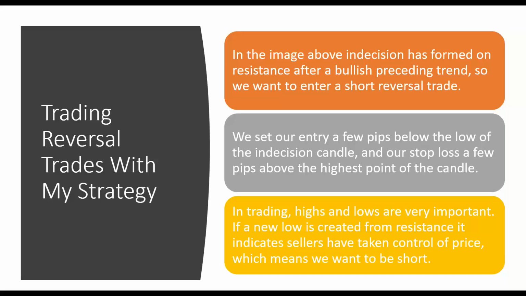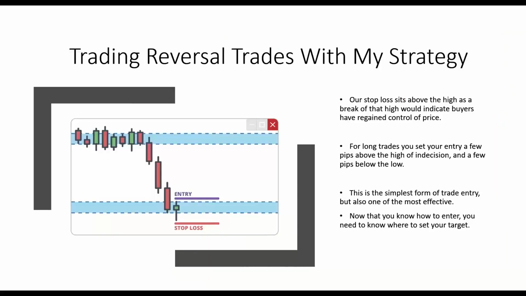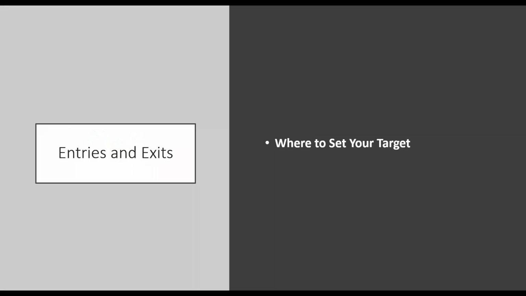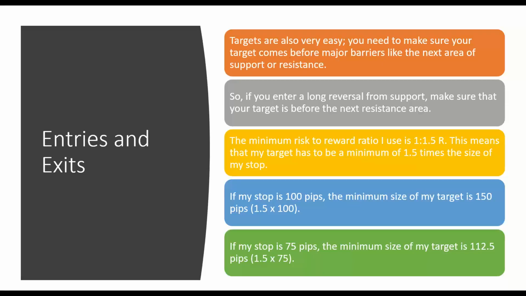In trading, highs and lows are very important. If a new low is created from resistance, it indicates sellers have taken control of price, which means we want to be short. Our stop loss sits above the high, as the break of the high would indicate buyers have gained control of price. For long trades, you set your entry just in the reverse, and where to set your targets.